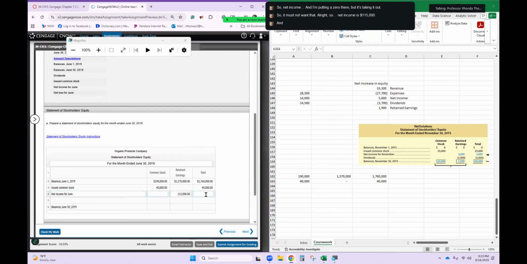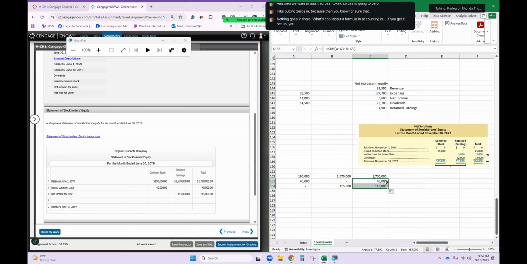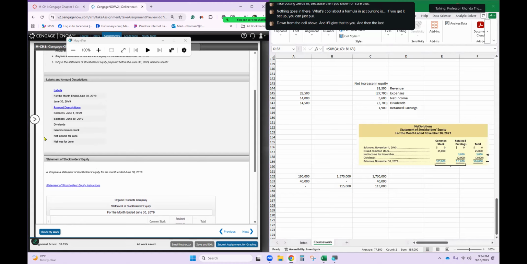And then we want to add it across. Okay, so this is going to be 0. I like putting zeros in because then you know for sure that nothing goes in there. What's cool about a formula in accounting is if you get it set up, you can just pull down from the cell above and it'll give that to you. And then the last piece is dividends.